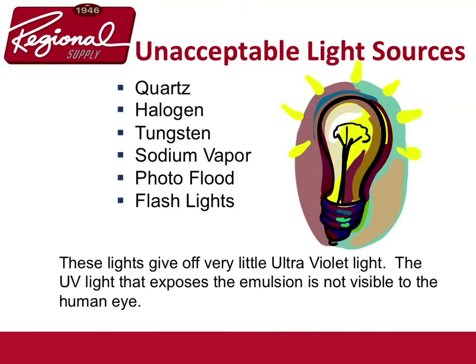Okay, you can see the next slide here is about light sources. And you can notice the 5 or 6 different types there. These lights give off very little ultraviolet light, which is what makes the emulsion expose. So using these kinds of light sources will take a lot of time and usually will not give you a very good exposure.